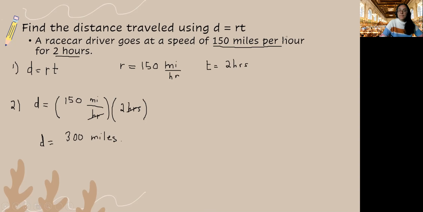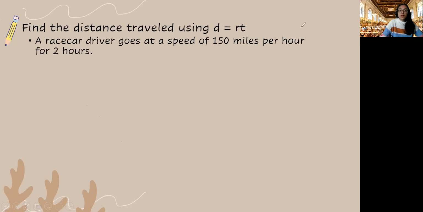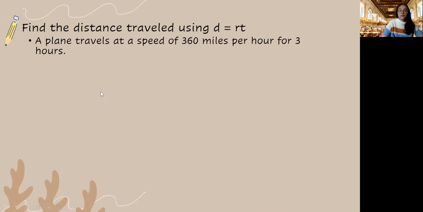Okay, let's go ahead and move on to the next example. And I hope that you are getting a lot of practice with this. So let's read the next problem. A plane travels at a speed of 360 miles per hour for 3 hours. Is that 3? Yes, for 3 hours, and we are asked to find the distance. So I'm going to let you try it on your own, and then we can come back and work on it together.